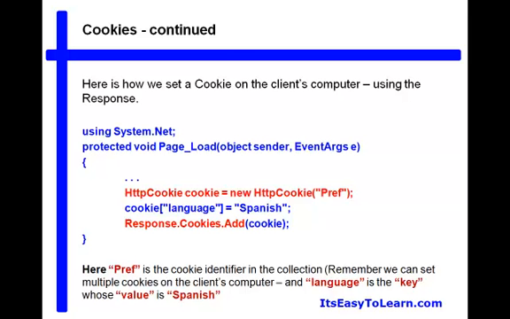Once the cookie is created, we can store key value pairs inside the cookie. For example, if the user's preferred language is Spanish, we would specify cookie of language equal to Spanish. And then on the response object, we will use response.cookies.add to add this cookie. So when this response is delivered to the client, the cookie is created on the client's computer. So, pref is what is getting stored on the client's computer. Pref is the cookie identifier in the collection. Language is the key and the value is Spanish.